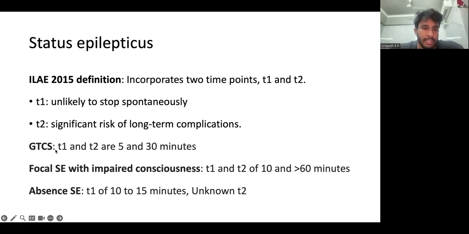T1 for GTCS is 5 minutes, after which it will not stop spontaneously and you will have to treat it. T2 is 30 minutes. After 30 minutes of GTCS, it can cause long-term complications for the patients. For focal seizures with impaired awareness, T1 and T2 are double that of GTCS, basically 10 minutes and 60 minutes. And for absence seizures, T1 is 10 to 15 minutes and T2 is actually unknown for these patients.